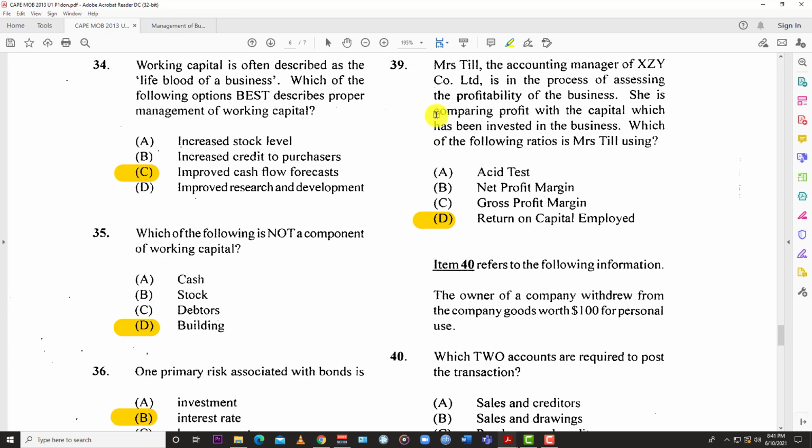39. Ms. Till, the accounting manager of XYZ Company Limited, is in the process of assessing the profitability of the business. She is comparing profit with the capital which has been invested in the business. Which of the following ratios is Ms. Till using? So if we're talking about profit versus investment, we're talking about returns. So return on capital employed. So that's D. The best answer is D, return on capital invested or return on capital employed.